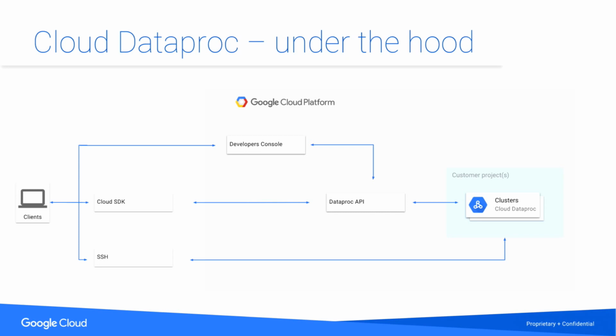In order to interact with Cloud Dataproc, there are 3 ways. We have a developers console, which we call our Google Cloud console. We also have a cloud SDK, which we call the gcloud SDK, and you can also SSH to your master or worker nodes. So basically, depending on the audience, any of these three choices can be made to interact with your Dataproc cluster.